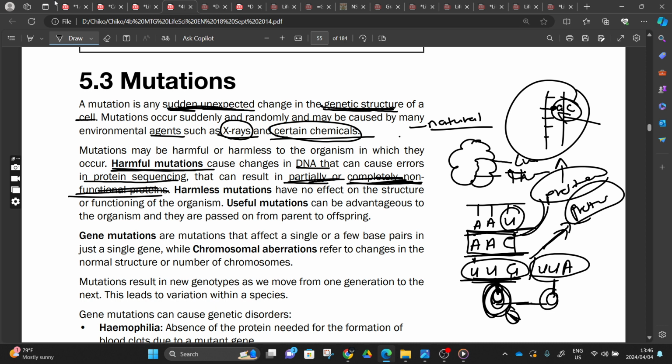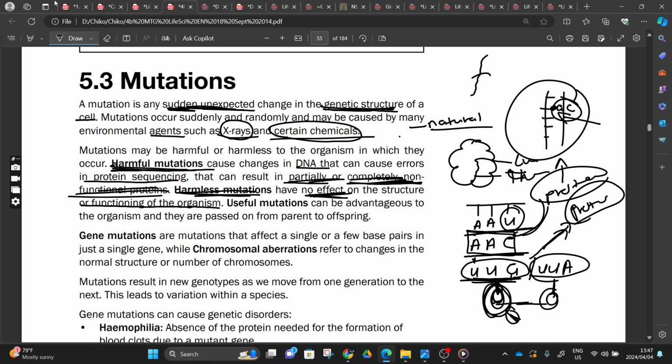So yes, besides harmful mutation we have harmless mutation, and harmless mutations have no effect on the structure or functioning of the organism. We talked about this, that this harmless mutation might be happening on the non-coding part of DNA. Because it's happening there, we have no effect on the structure or the functioning of an organism, so it does not play a role in the production of a protein.